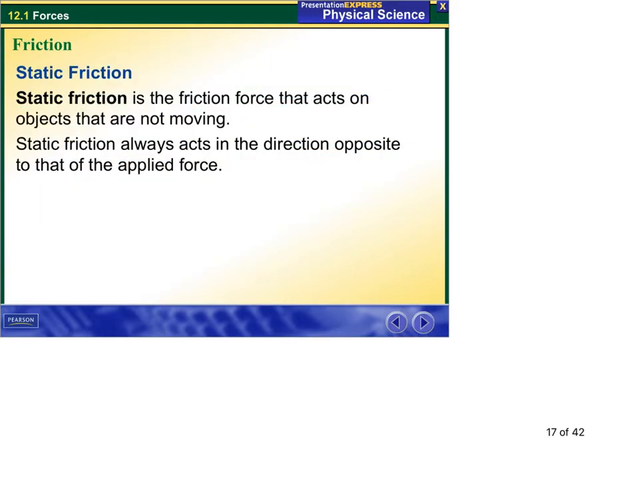Static friction deals with objects that are not moving.